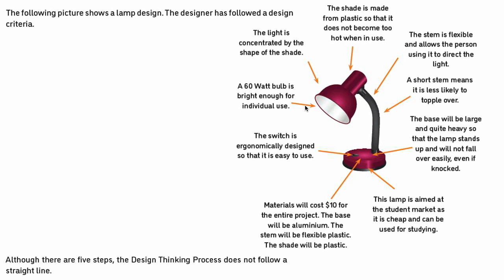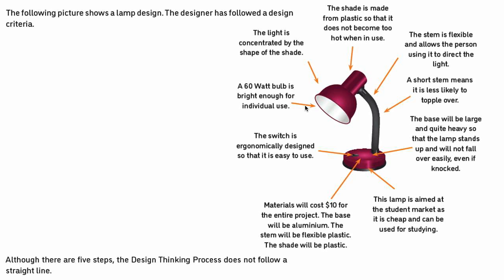Here's a table lamp. The light is concentrated by the shape of the shade. A 60-watt bulb is bright enough for the individual use. This is where you think of, is it bright enough? What happens if we use a 40-watt bulb? What happens if we use an 80-watt bulb? The switch is ergonomically designed so that it's easy to use. As you can see, the switch is on the stand of the lamp instead of it being on the cable, so it's practical.